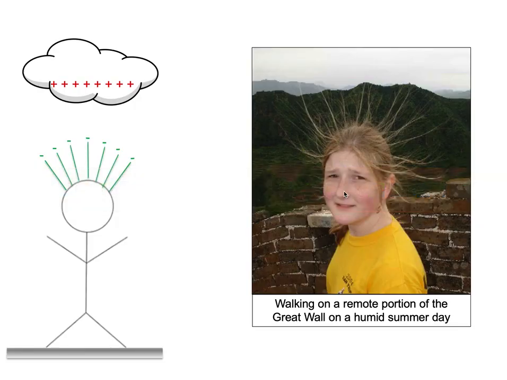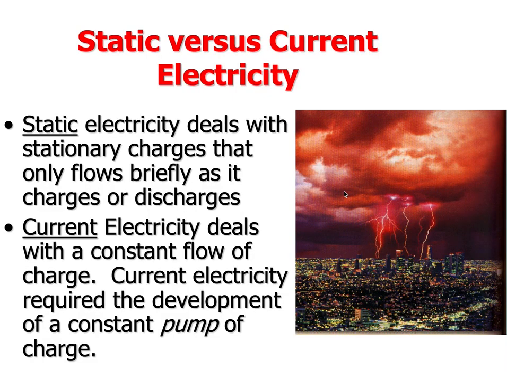Let me head back to the PowerPoint. So here's our transition. We're moving from static electricity, which deals with stationary charges that only flow briefly as the charges discharge. Like, for example, when I rubbed the PVC pipe against Fluffy, or if you take a balloon and rub it against your hair, or even John Voltage, it's only briefly going.